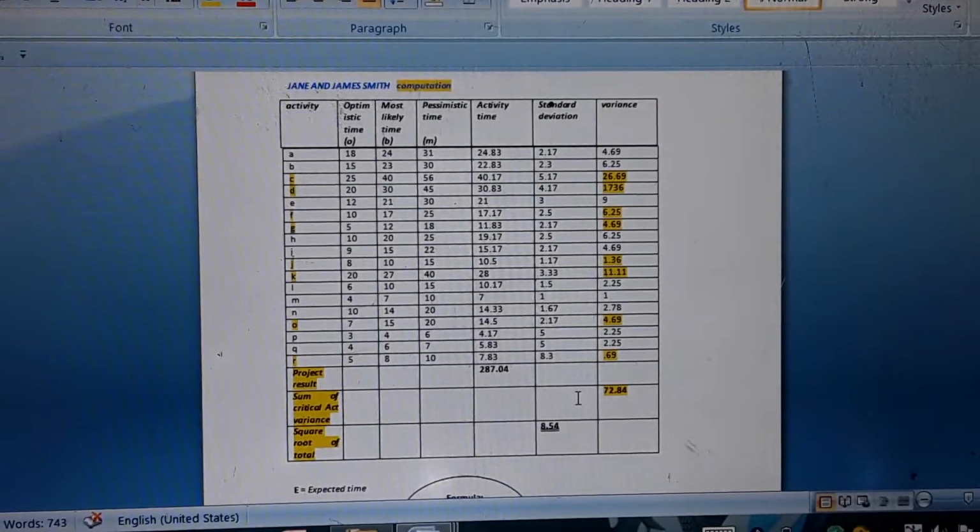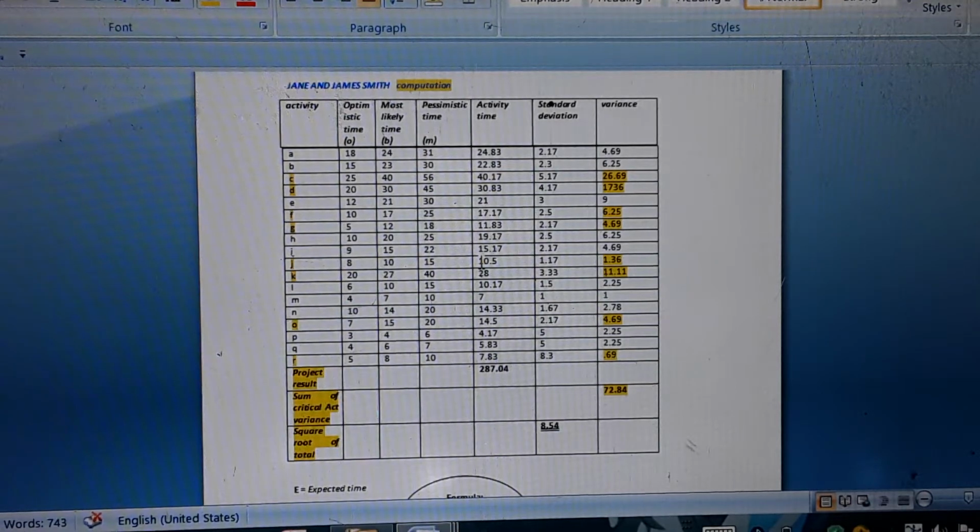So for the computation, activity A, the table has added activity time, standard deviation, and variance. So first, we need to compute the activity time. For example, for letter A, we need to add the optimistic time, most likely time, and pessimistic time to get the activity time. Then the formula for this is here.